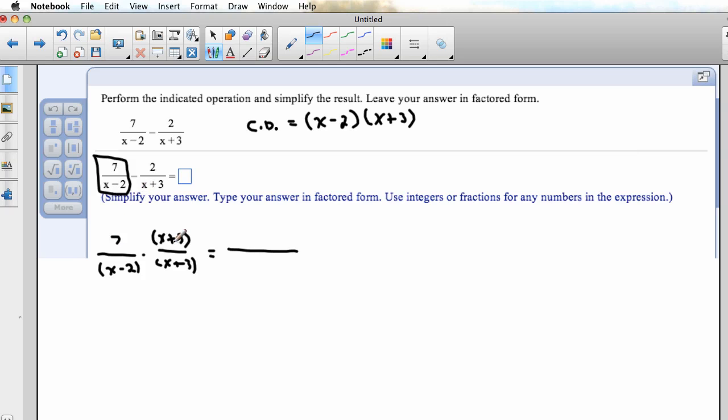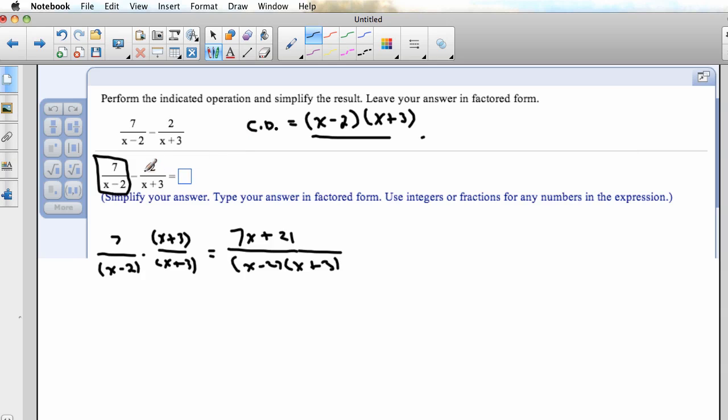7 times parentheses x plus 3 is going to involve the distributive property, so I'll have 7 times x and 7 times 3. So that's my numerator, and my denominator is, of course, the product of x minus 2 times x plus 3, which was my goal. Remember, this is my goal of my common denominator.